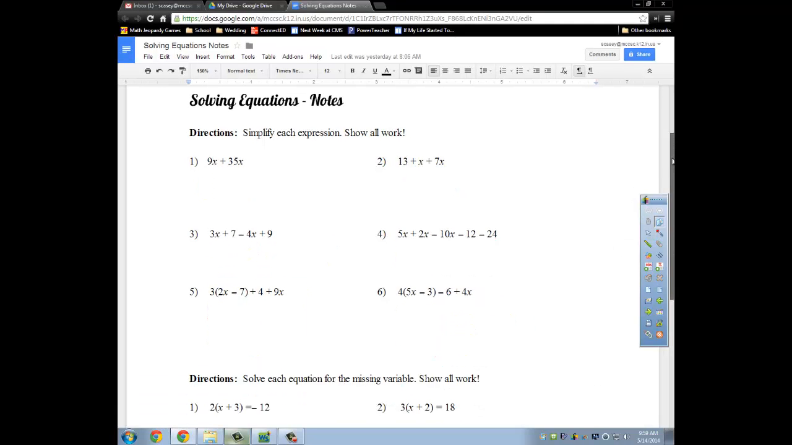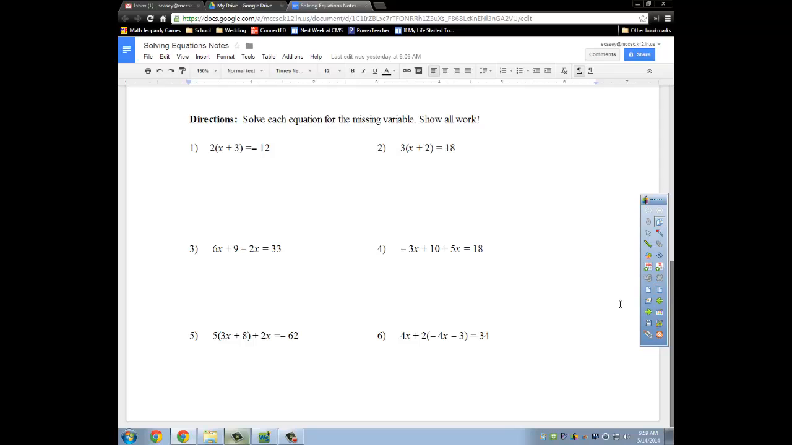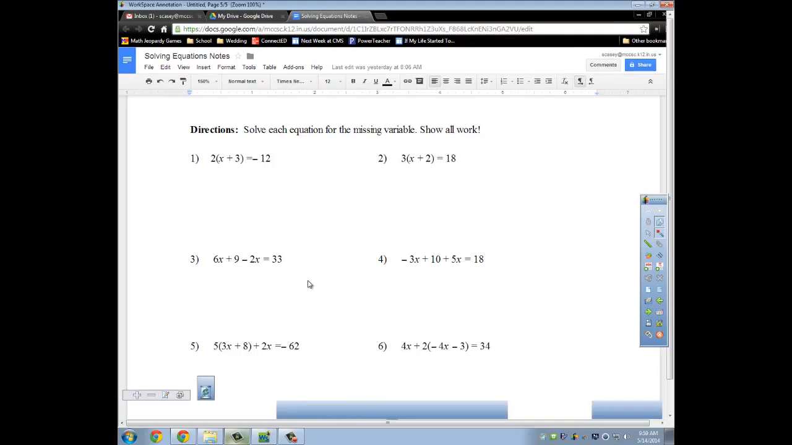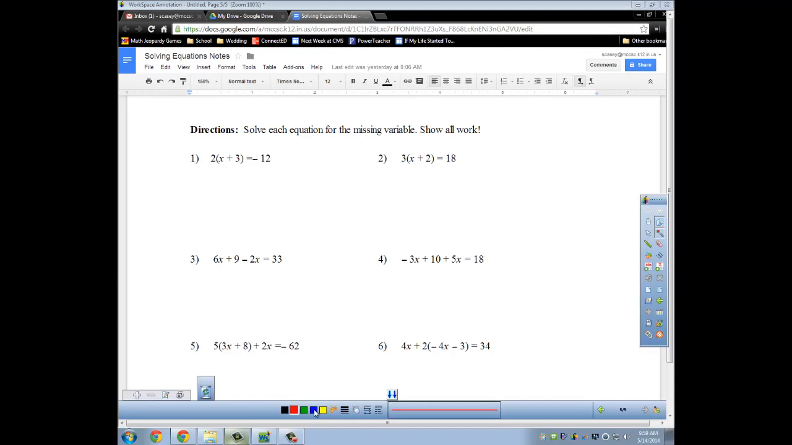Okay, now in the second part of the notes, we are actually going to solve the equations. So sometimes we will need to do a little bit of simplifying first. For number 1, we have a distributive property that we need to do. 2 times x is 2x, plus 2 times 3 is 6, equals negative 12. And solve it like we normally would.